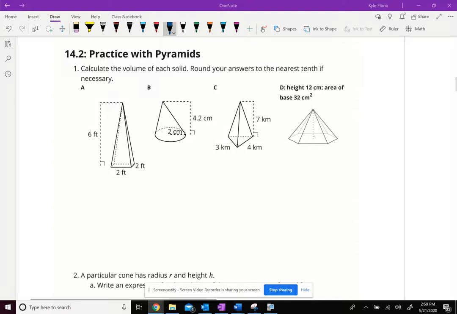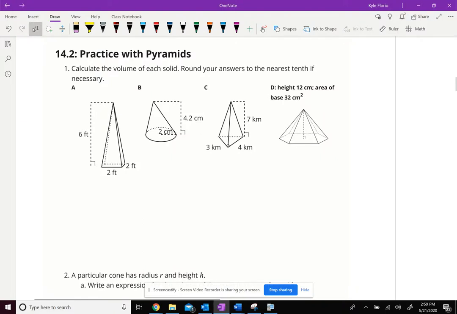Hello, Geometry 14.2, practice with pyramids. In this exercise, we're supposed to calculate the volume of each solid and round our answers to the nearest tenth if necessary. So this is just practice calculating volume and using that formula.